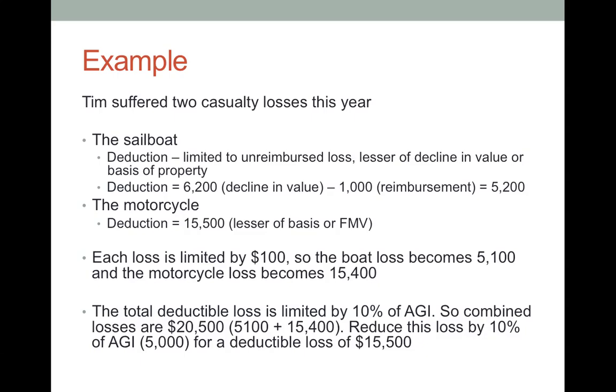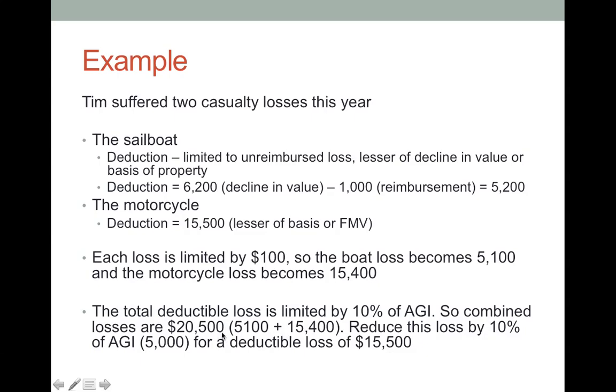After we've done that, we add everything together. The total amount of the loss would be $20,500. That's $5,100 for the boat plus $15,400 for the motorcycle. And then again, the amount that we can deduct is only the amount that exceeds 10% of our AGI. So we subtract 10% of our AGI from this number. If Tim's AGI was $50,000, then 10% of his AGI is $5,000. We subtract $5,000 from the total amount of his loss, and the amount that Tim can deduct on his tax return is $15,500.